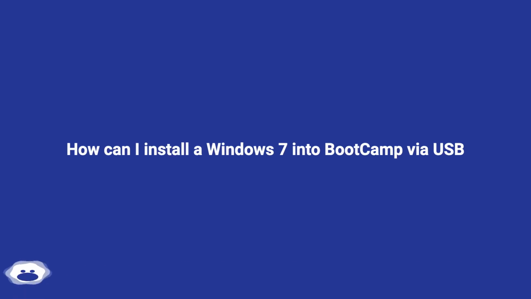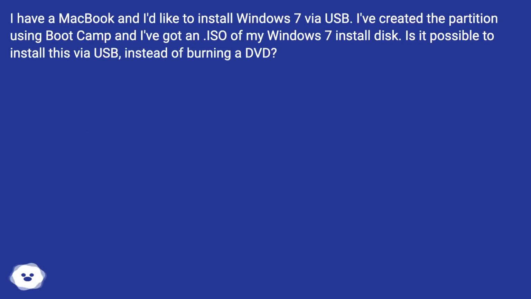How can I install Windows 7 into BootCamp via USB? I have a MacBook and I'd like to install Windows 7 via USB. I've created the partition using BootCamp and I've got an .iso of my Windows 7 install disk. Is it possible to install this via USB, instead of burning a DVD?